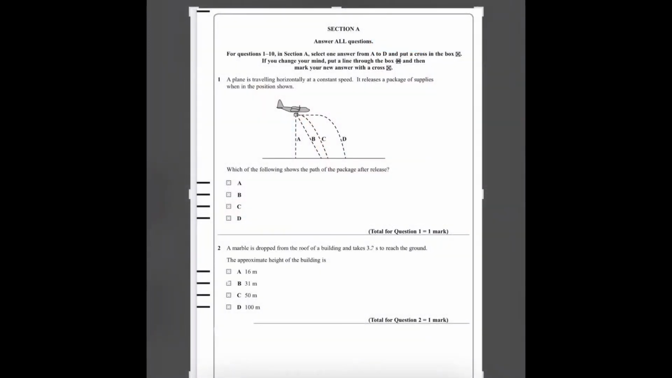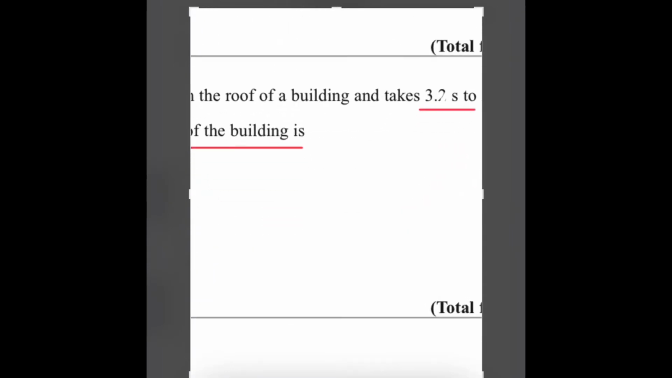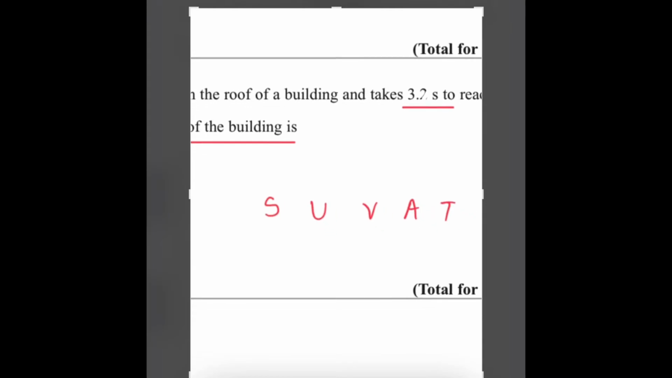Number 2, a marble is dropped from the roof of a building and takes 3.2 seconds to reach the ground. Since it is dropped, the initial velocity would be 0. The approximate height of the building is, so basically we need to use the SUVAT equations here. We have SUVAT, where S is the displacement, U is the initial velocity, V is the final velocity, A is the acceleration, and T is the time to reach the ground.